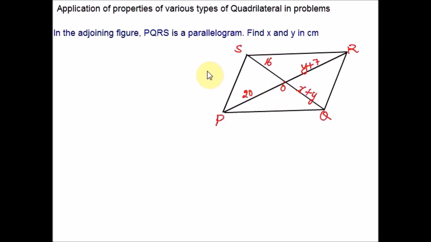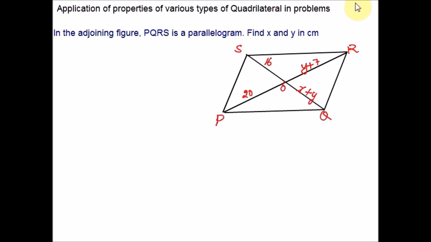In this question, it is mentioned that PQRS is a parallelogram and we don't have any values for the sides. We just have the information for the diagonals. So you can use the diagonal property. I hope you remember the property. We know that the diagonals bisect each other.